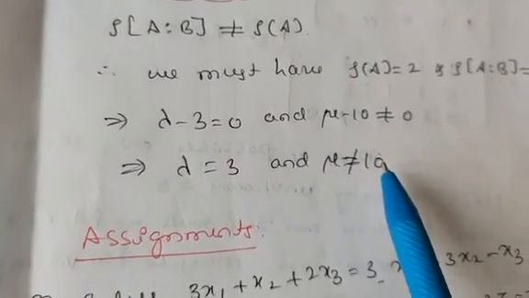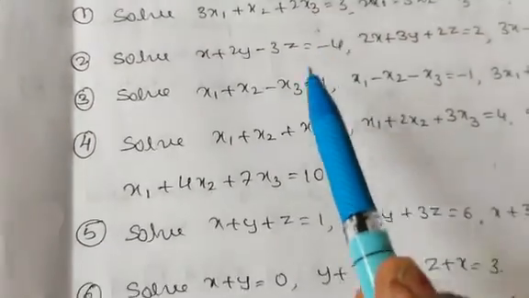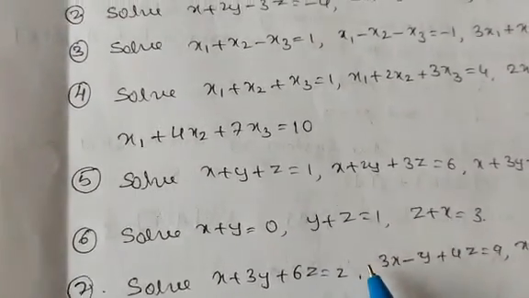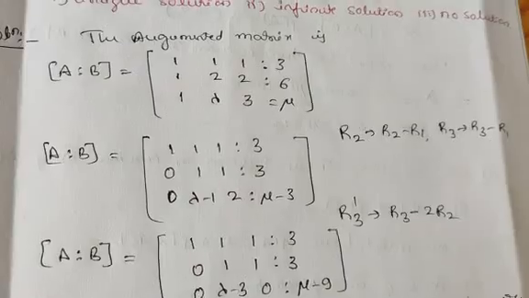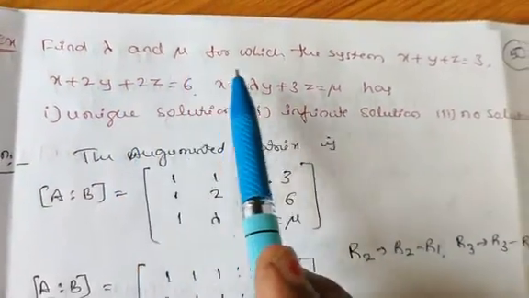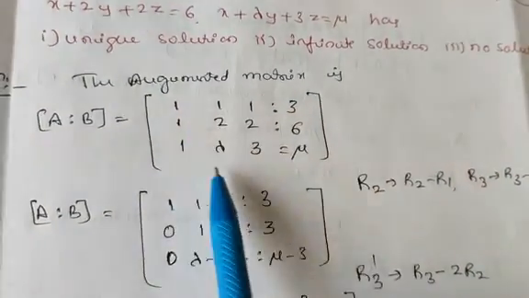Again, if you don't understand, then you can ask me by calling me at any time. So these are the assignments I have given in the last session also. These are the same assignments repeatedly. Here one more example I have given you. Find the value of lambda and mu for which the system has unique solution, infinite solution, no solution. It is exactly the same again.